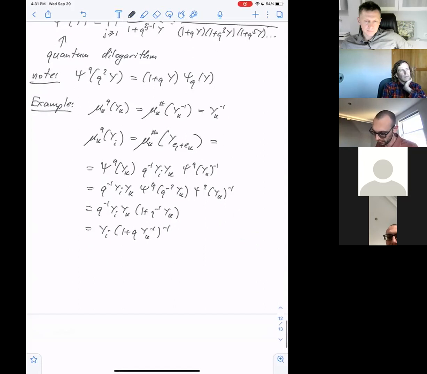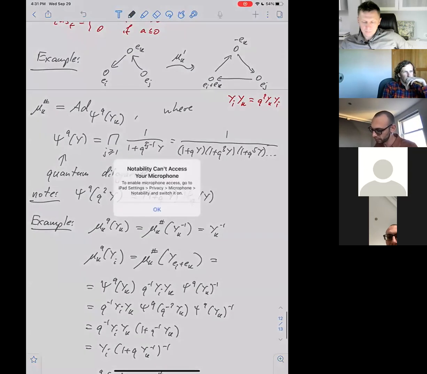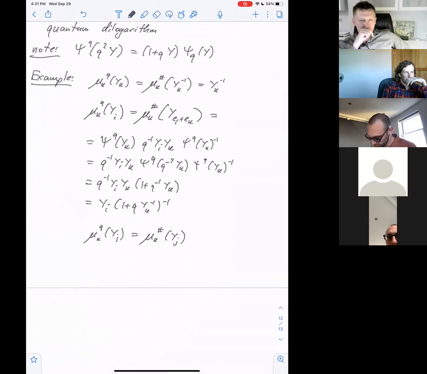And finally, the last calculation, mu k q of yj, would be mu k sharp of still yj, because nothing happens to this guy over here. And when we conjugate, you'll see that it's yj times 1 plus qyk. So precisely the needed thing.